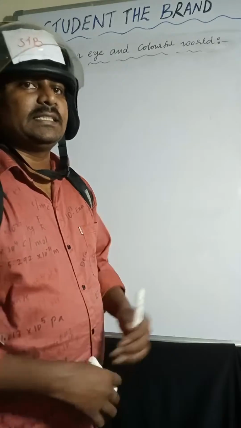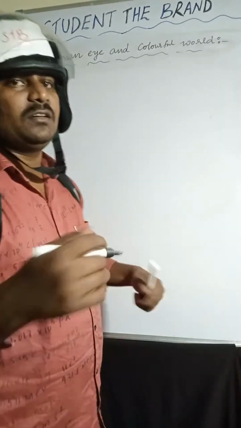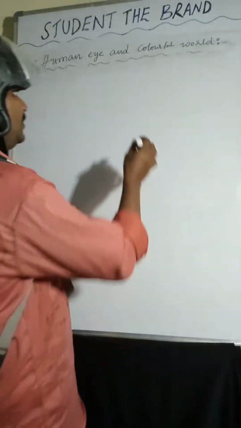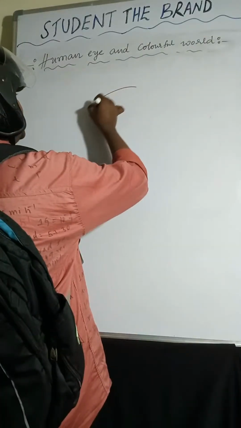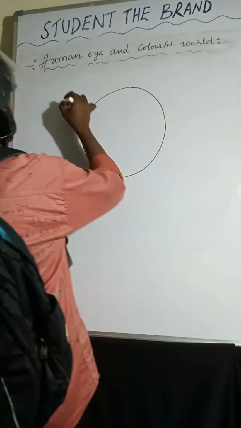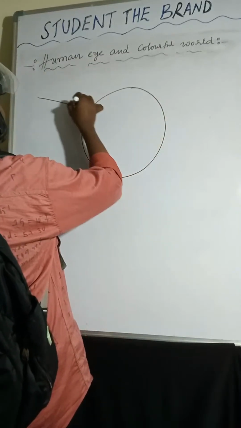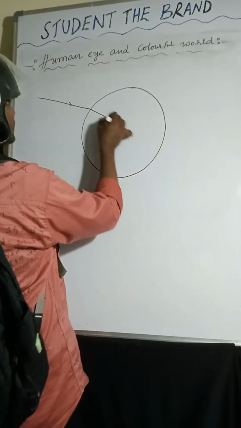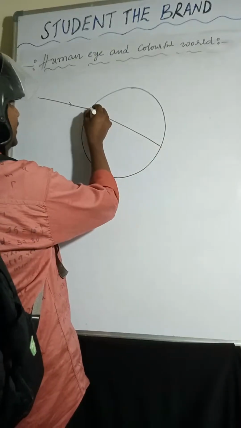Now we will discuss rainbow formation by a water droplet. I'm taking a water droplet like this. A light ray is passing through it, so it's split into 7 colors.